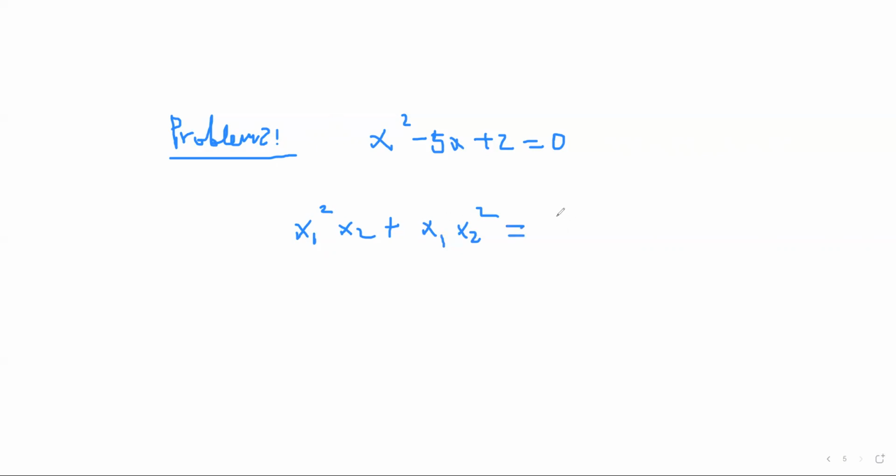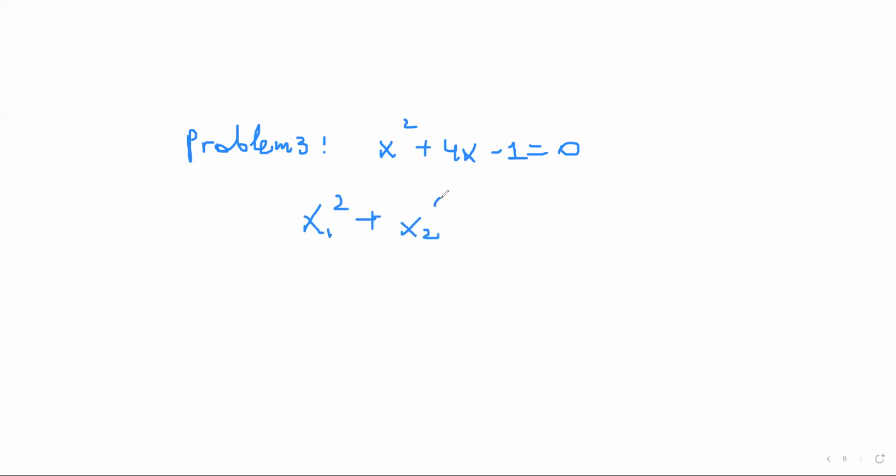But what we can do is factor out x1 and x2 here. So what we get is x1 x2 times (x1 plus x2). Obviously here, the product x1 x2 is 2, times x1 plus x2, which is 5. So it's going to be 2 times 5, which is 10.